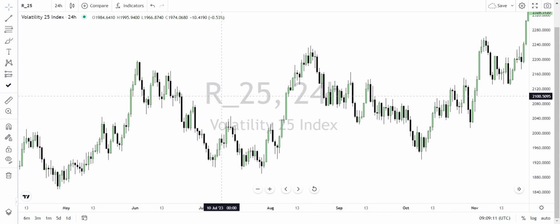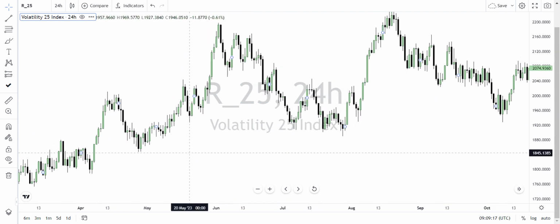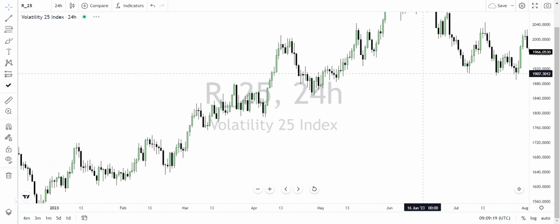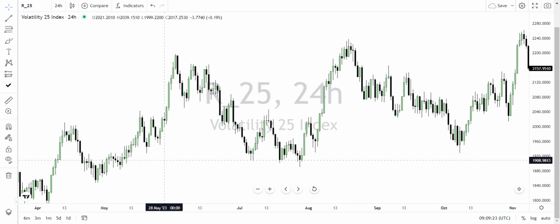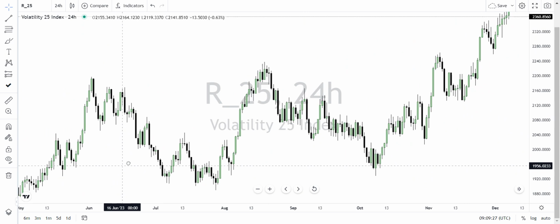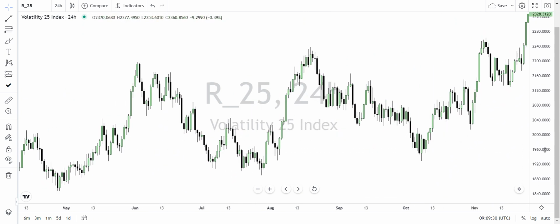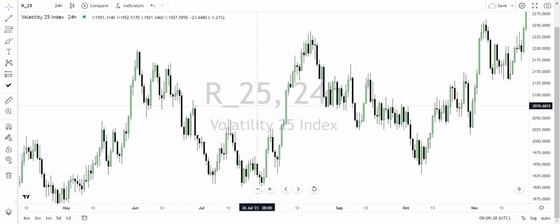Now, this is the V25 index. Now, let's see what has been happening. If you look at it very well, it has been violating the highs, so it's an uptrend. All right, I just want to show us a little proof that the market is not often manipulated. The market is actually planned. So let's look at this.